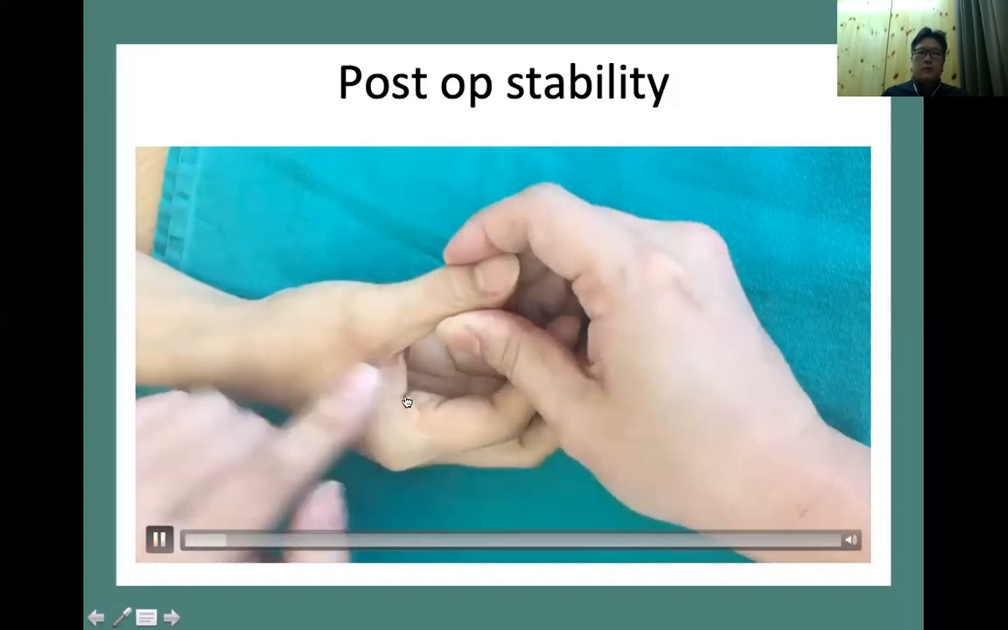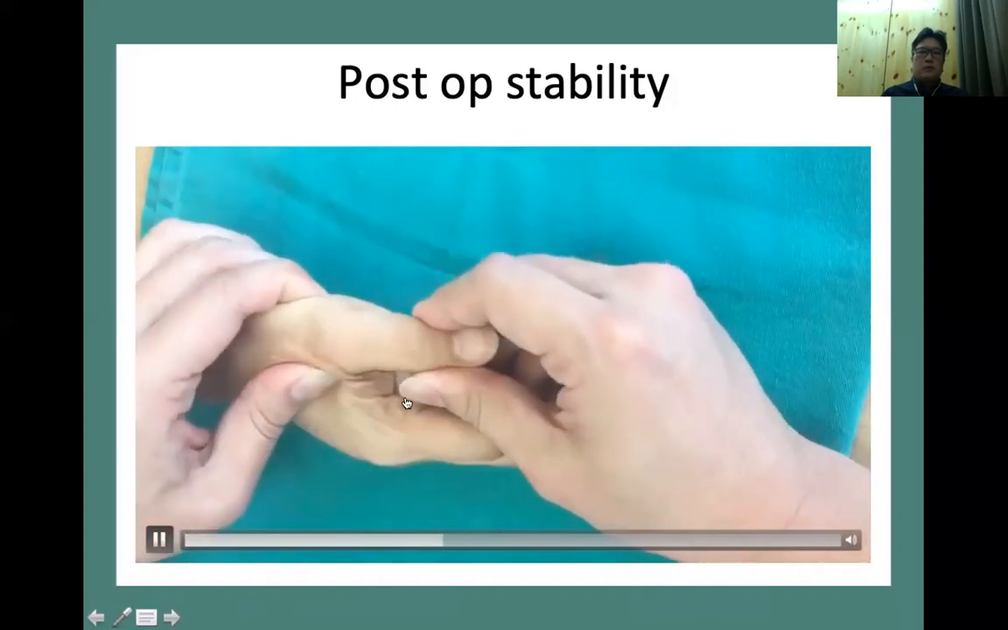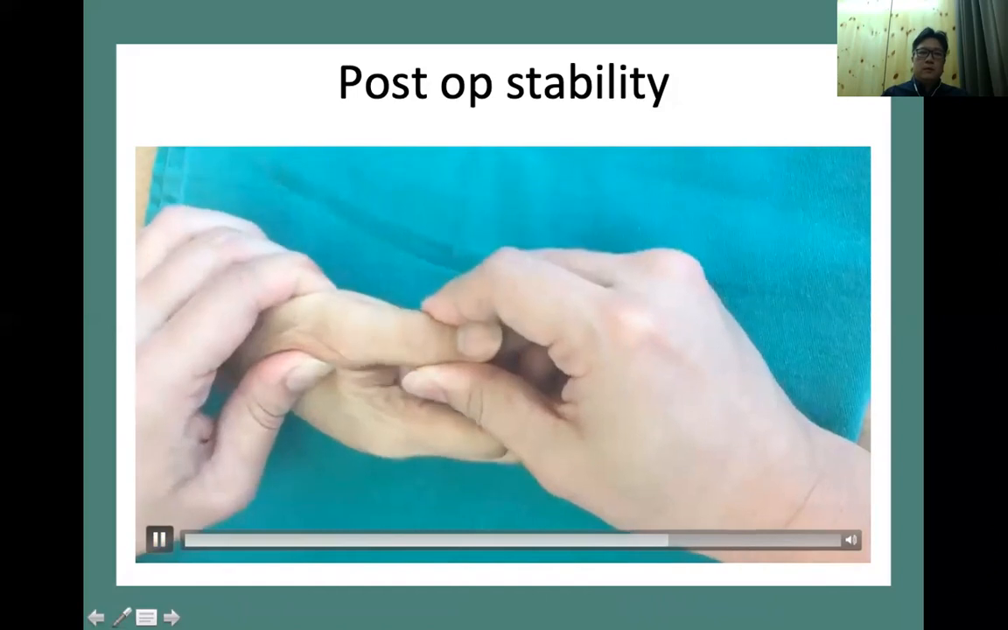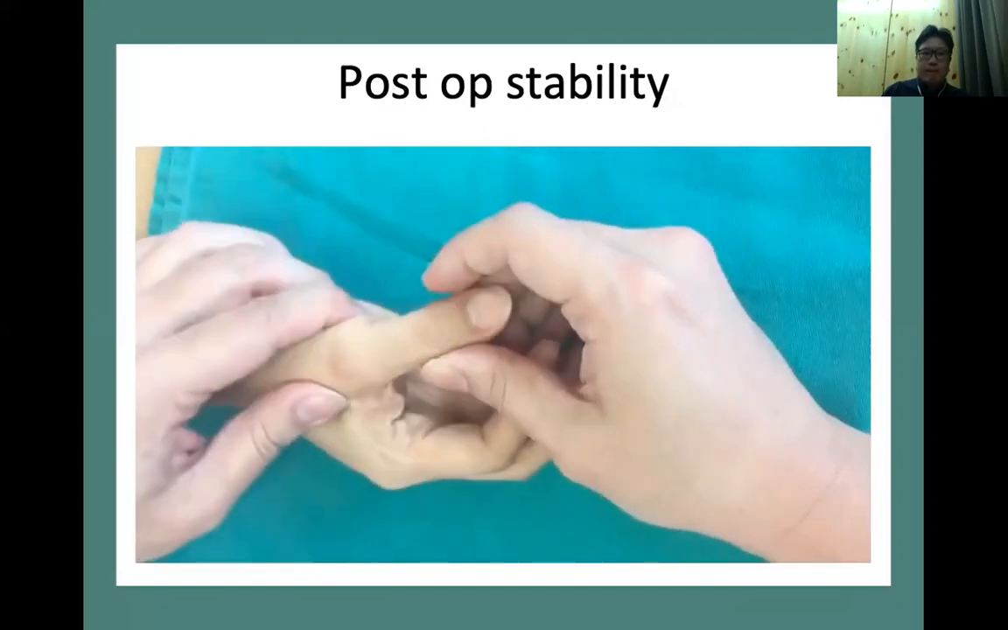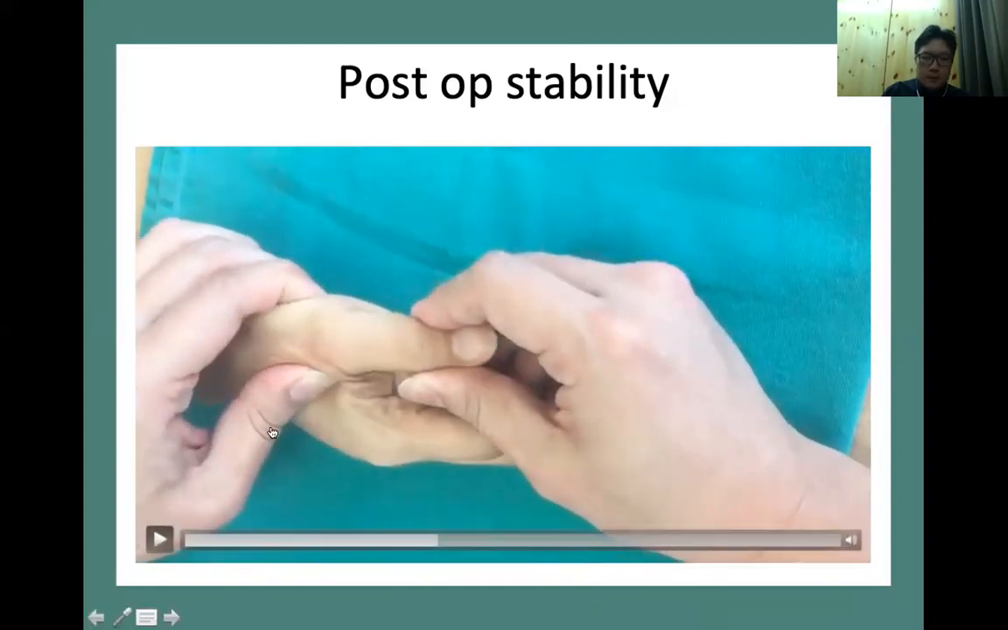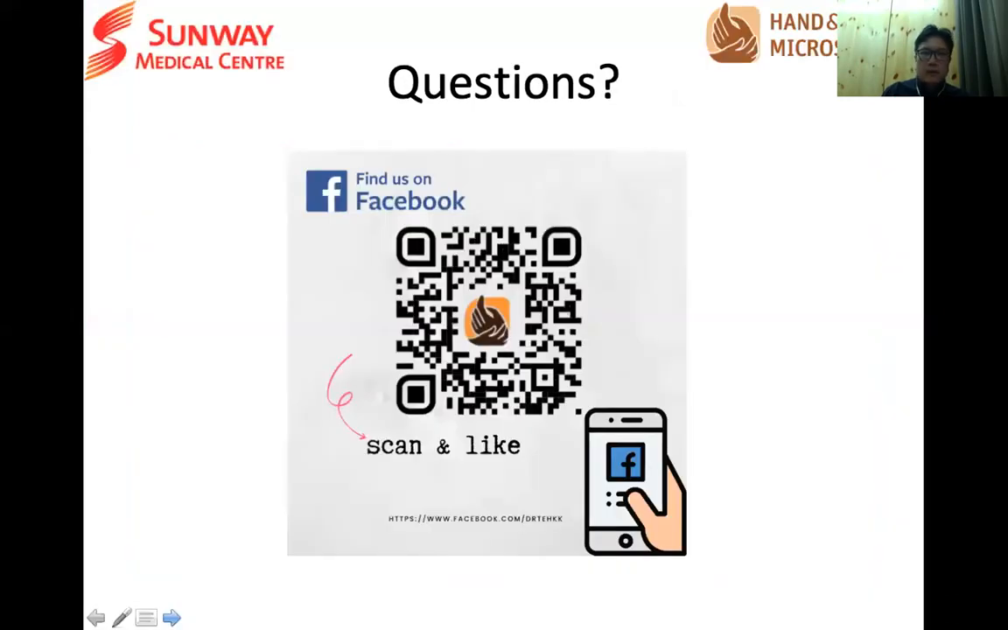So this is her again. This is to show you how stable it is post-op. So this is post-op stability. This is basically all soft tissue or tendon kind of injuries. Yes, not bony. This is a ligament injury. Yeah. Okay. So I think that's the last slide.